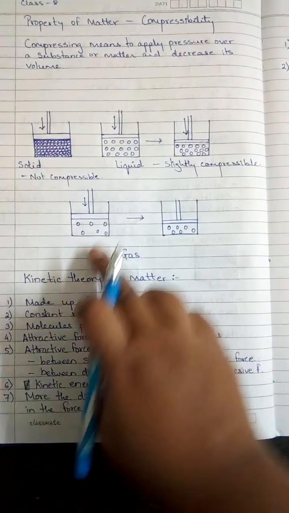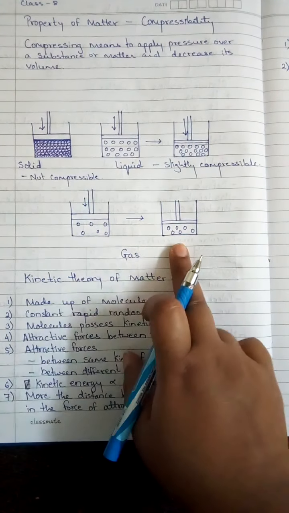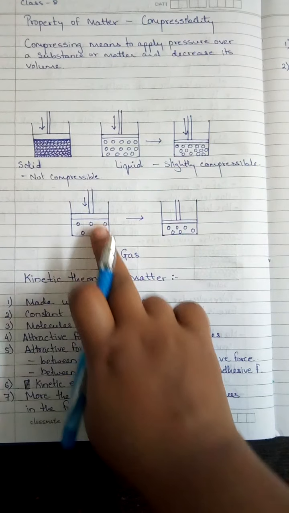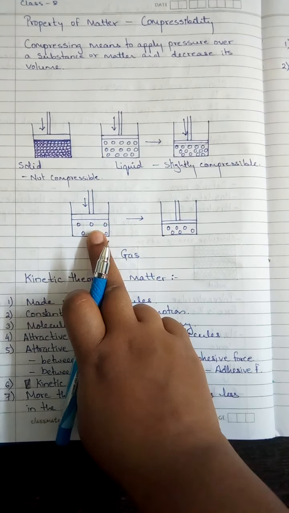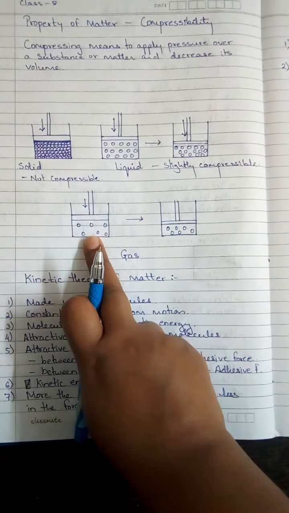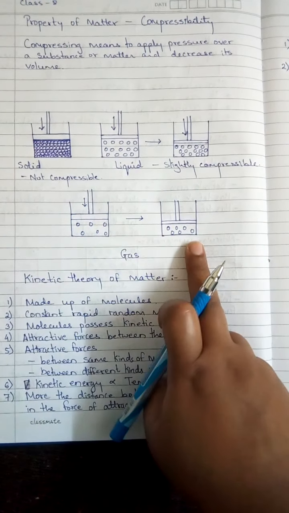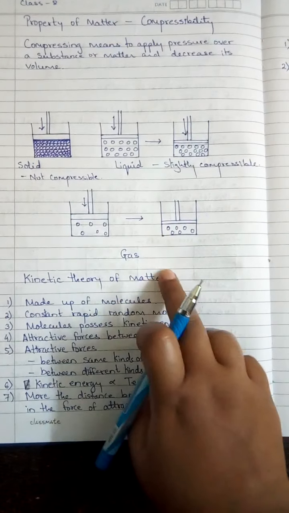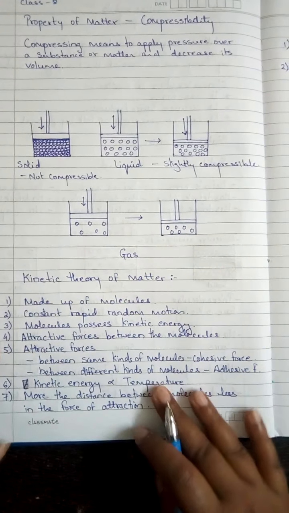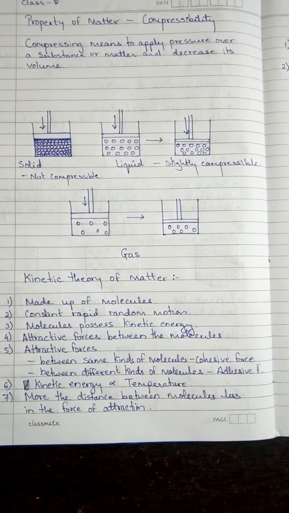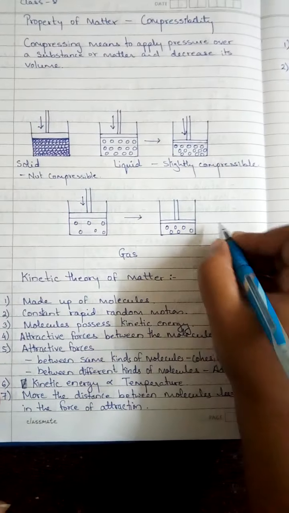Next, we see gases. Gases are highly compressible because they have so much intermolecular space. So when we apply pressure with a piston, these molecules can adjust themselves and go down. This application we can see in LPG gas or CNG, that is compressed natural gas.